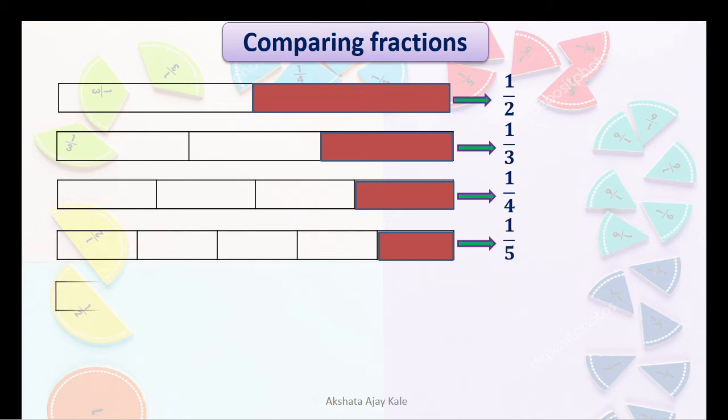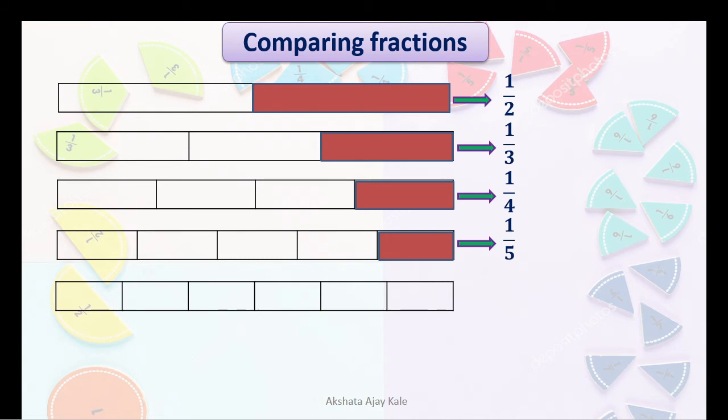Correct? One more rectangle. Now we will divide this rectangle into 6 equal parts and we will color one part. Okay. Now what to write here? 1 upon 6. Very good.